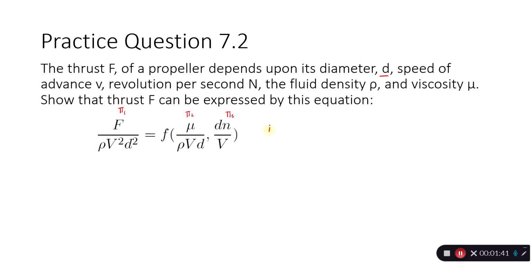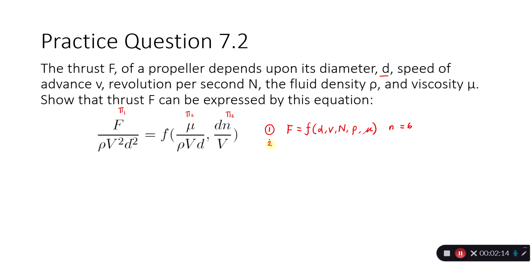The first step, we write down the equation from all the parameters that we have. So thrust is the dependent parameter here. It's a function of diameter, speed, revolution, fluid density and fluid viscosity. Okay, so here you have 1, 2, 3, 4, 5, 6. Therefore, n equals to 6.